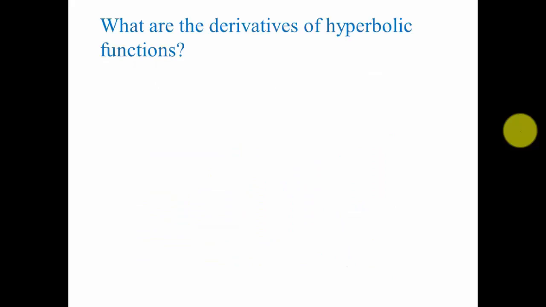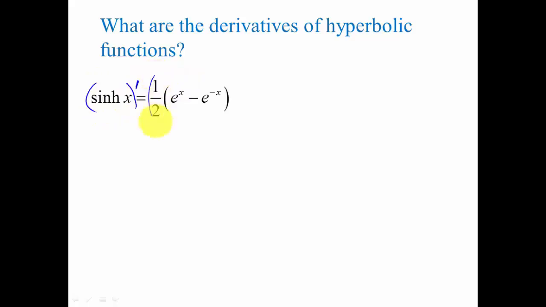Now what about the derivatives of the hyperbolic functions? Well, if we need to find the derivatives, essentially what we're going to do is put them in terms of the definition, the exponential functions, and we know how to take derivatives of exponential functions. So let's do that. We're going to start with hyperbolic sine, and if we want to find the derivative of this, I'll just use prime notation, then we could take the derivative of this.